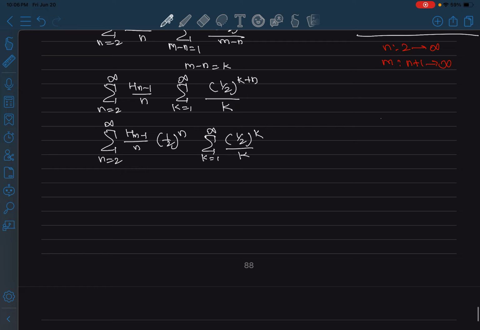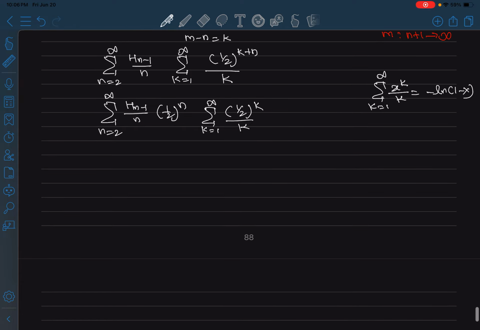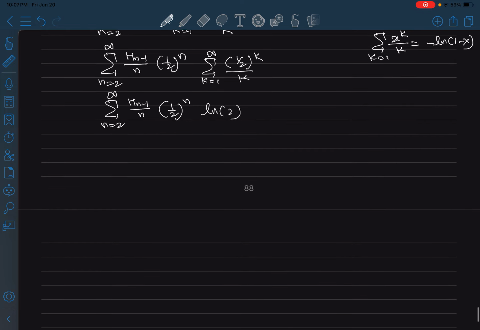Now we know that the sum from k equals 1 to infinity of x to the power k by k is minus ln of 1 minus x. So this becomes the sum from n equals 2 to infinity of n minus 1 by n times half to the power n, times minus ln of 1 minus half. 1 minus half is half, so ln of half, and minus ln of half becomes ln of 2. Now ln of 2 goes outside.